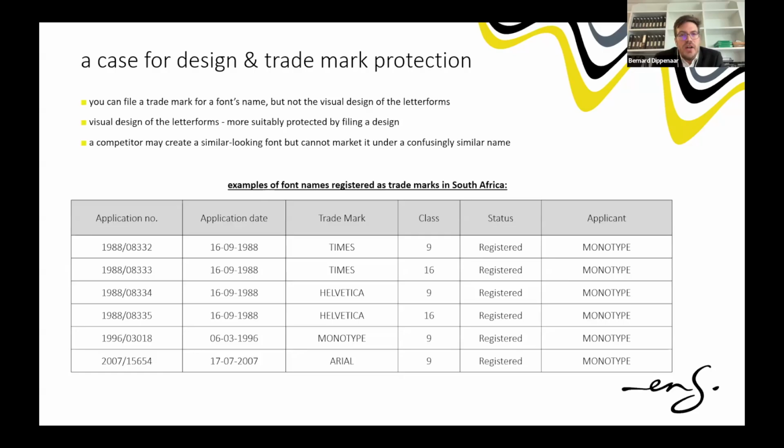And then you'll see there in the column that indicates class, they filed in class 9, which is for software. And you can imagine it's because these fonts are being used on different websites. And then class 16 is for paper and stationery. And that will be perhaps where it's being used in a published book or whatever the case might be. And parties will refer to the fonts being used as Times, Helvetica, or Arial.